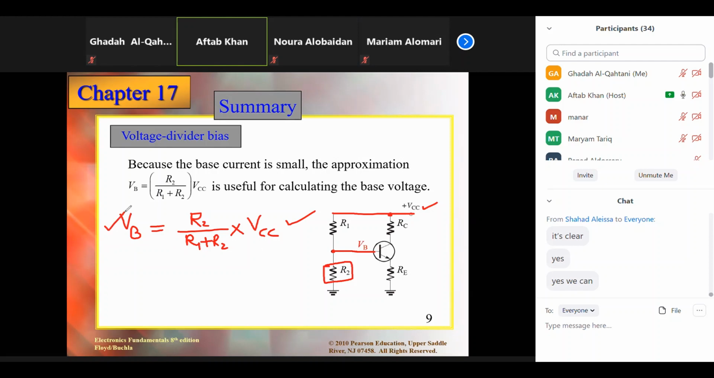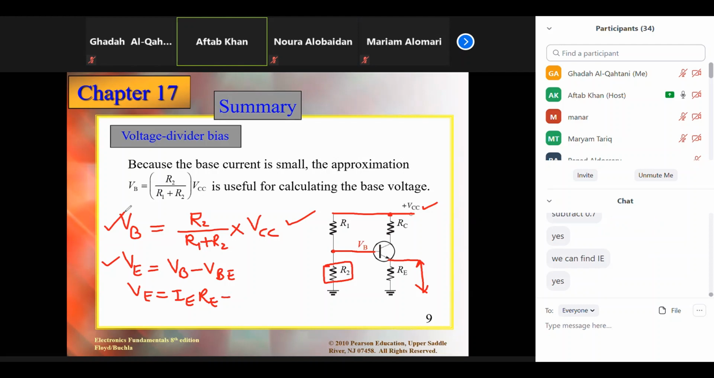Once I calculate VB, do you remember the formula for VE, girls? What was that? I can say VE is VB minus VBE. I just flip it, because it was VB is equal to VE plus VBE. Do you remember? Yes. So if we subtract 0.7 from VB, we can get VE, right? After getting VE, we have calculated two voltages. One is still remaining. Now, after getting VE, girls, VE yani voltage from here to here, am I right? This one. Can I say VE is equal to IE into RE?